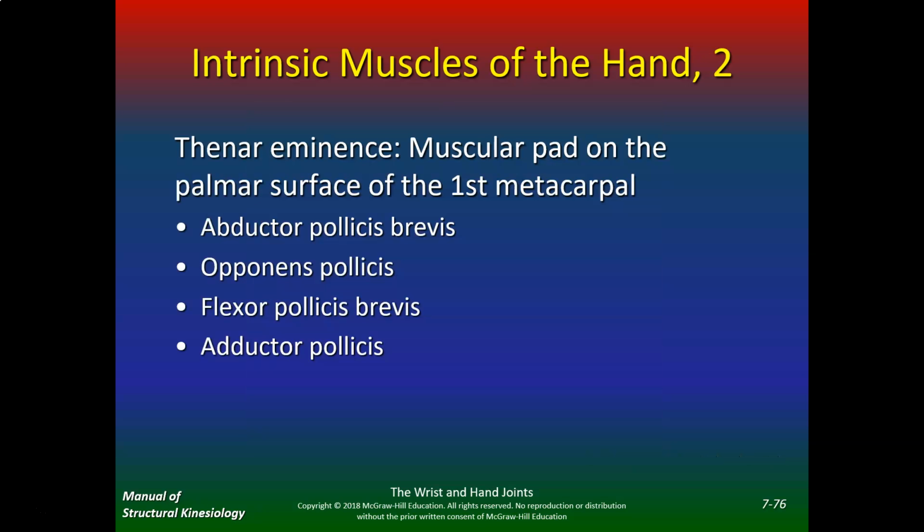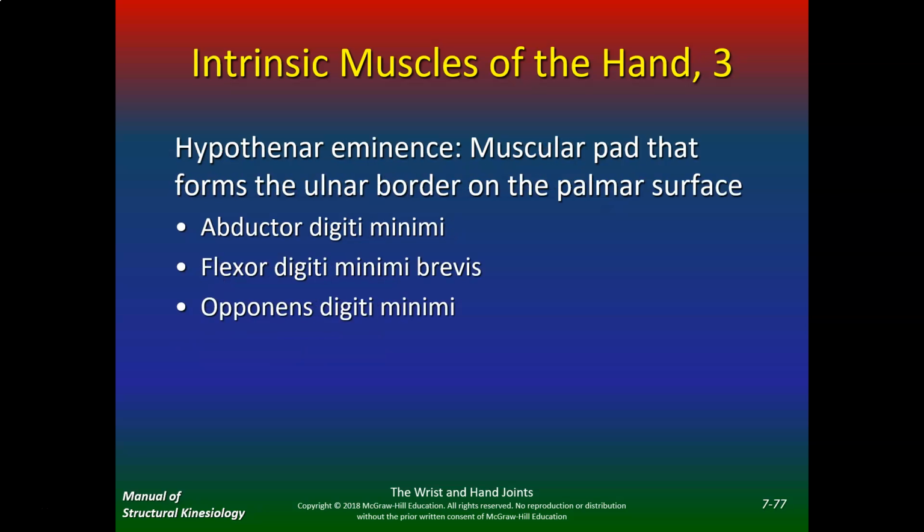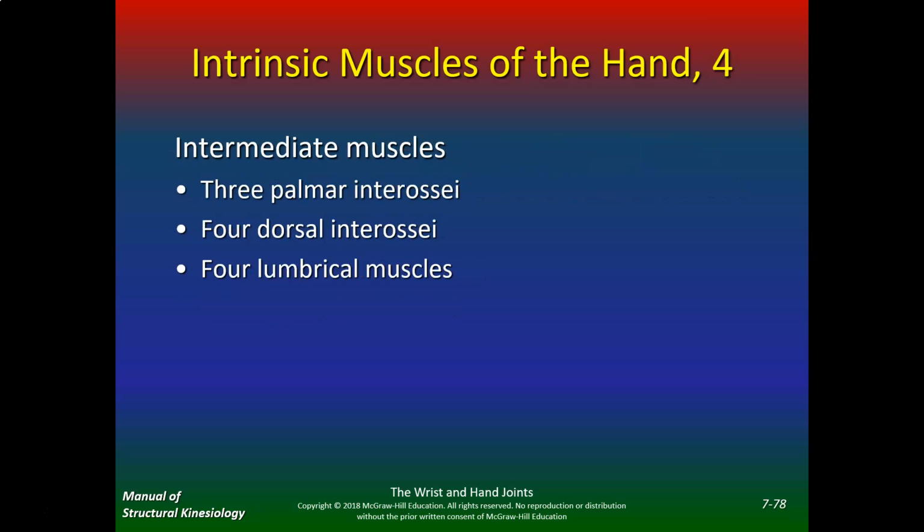Now the thenar eminence, that's the muscular pad on the palmar surface of the first MCP: abductor pollicis brevis, opponens pollicis, flexor pollicis brevis, and adductor pollicis. Remember, pollicis means thumb, so this is on the thumb side. Hypothenar, this is on your pinky side, the muscular pad that forms the ulnar border of the palmar surface: abductor digiti minimi, flexor digiti minimi, opponens digiti minimi. So digiti minimi is the pinky.